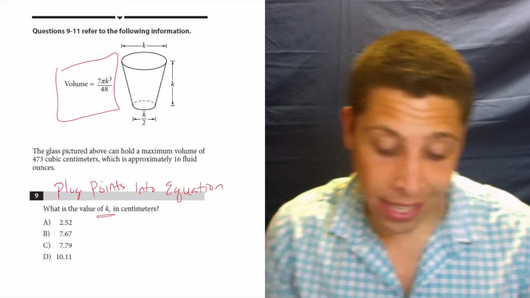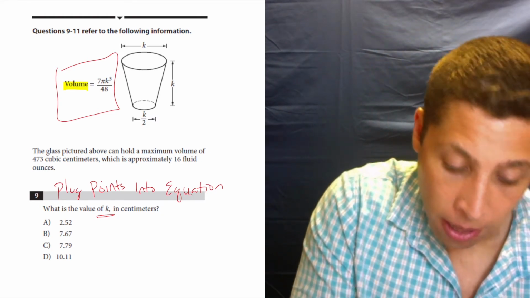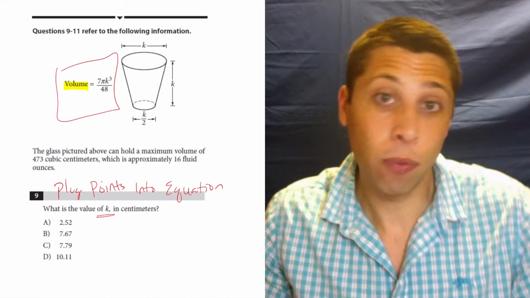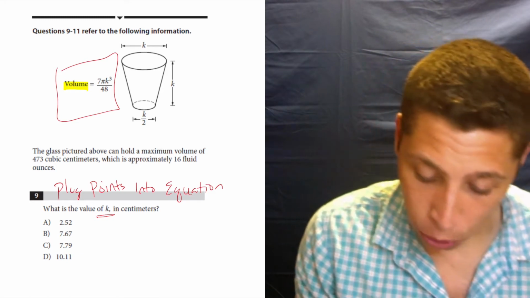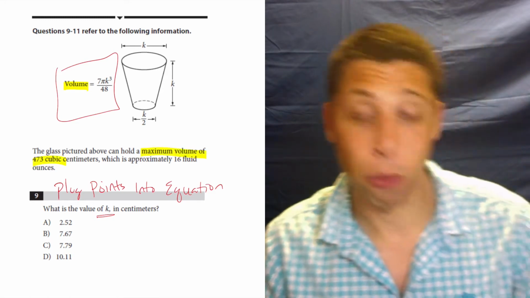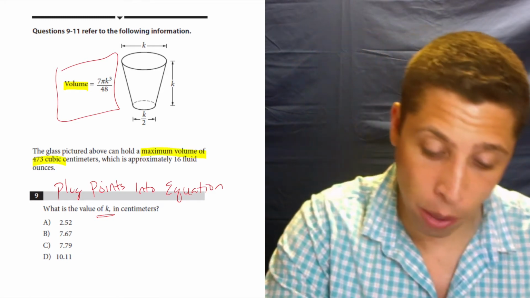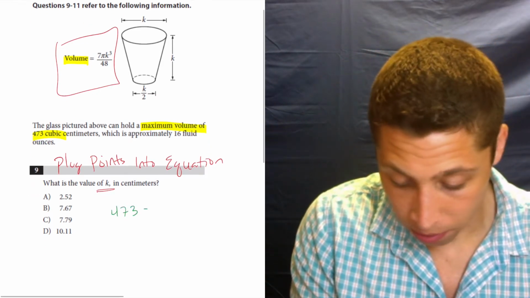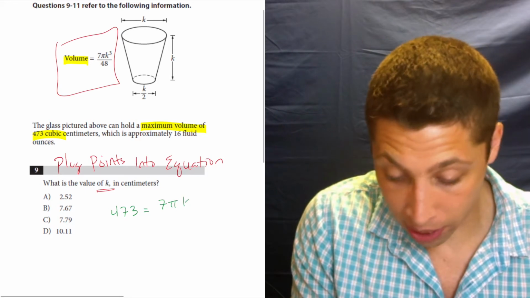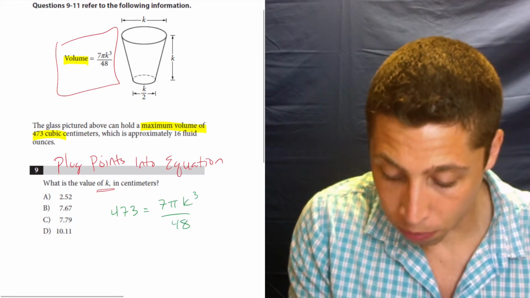That means I need the missing piece, the volume. Look for it. It's somewhere. They must have given it to us. The glass pictured above can hold a maximum volume of 473 cubic centimeters. So there we go. We've got a task now, right? 473 is equal to 7 pi k cubed over 48.